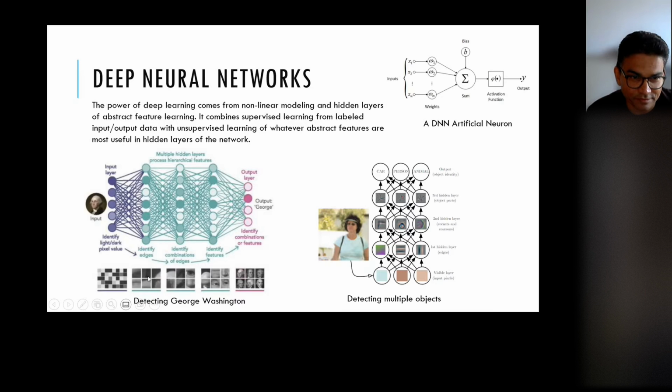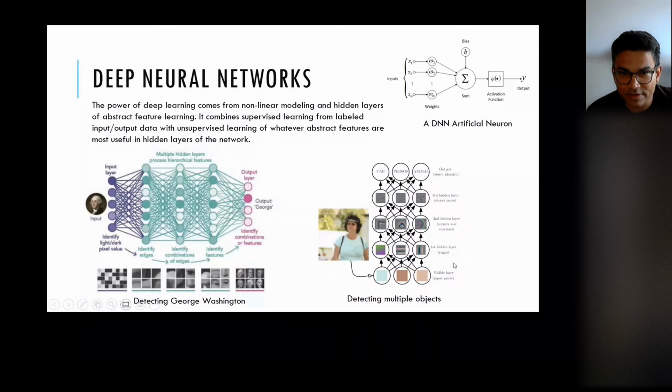And people have found ways of visualizing it. That's why we can say that confidently. The third layer is identifying combinations of edges, and then the fourth layer is identifying features. And finally, the fifth layer is able to predict which president we are looking at in this input picture. And this is very powerful because this can solve left-facing George Washington, right-facing George Washington, pretty much any variation of those, different color backgrounds and so on and so forth.